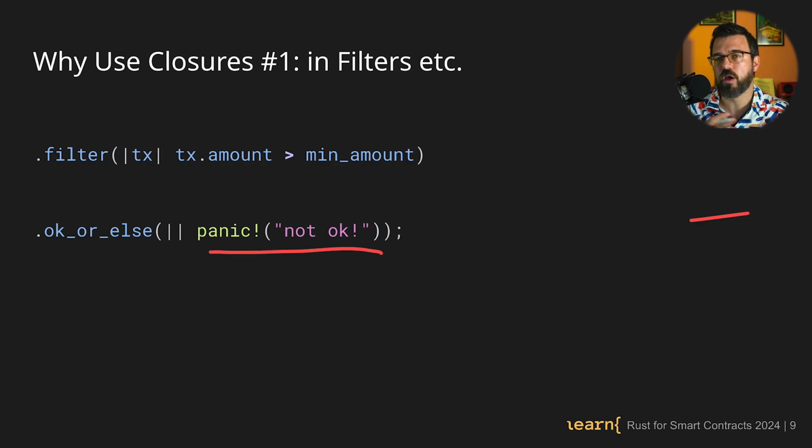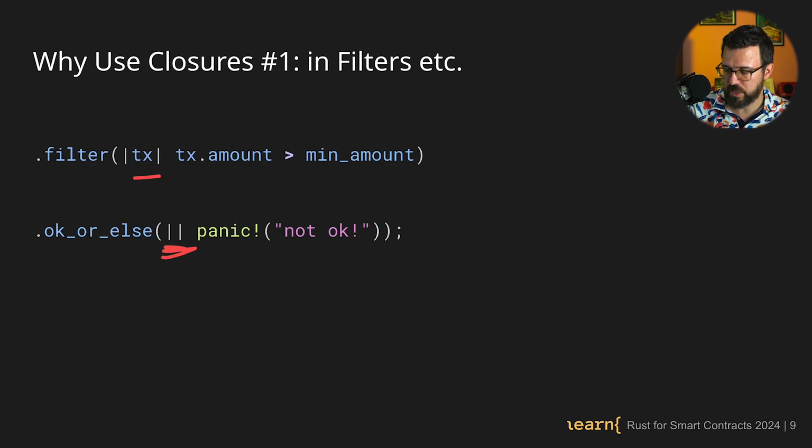You can run code if this option is none. Or if this result is not okay, it's an error. You can run code rather than just puking out an error or doing whatever else, a default that you would do here. And so closures, whenever you see these right here, think closure, get closure into your mind.